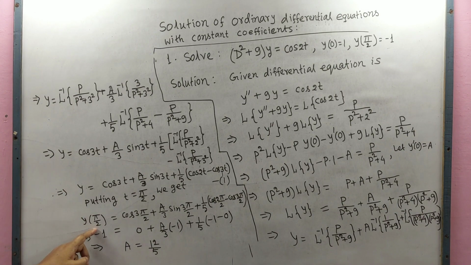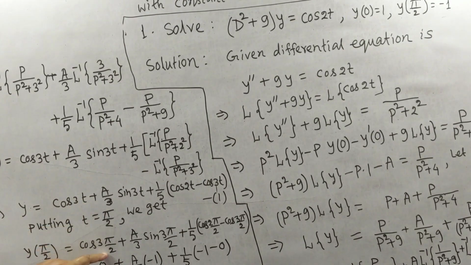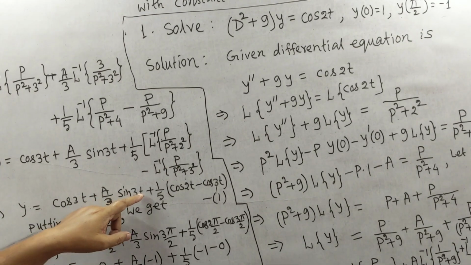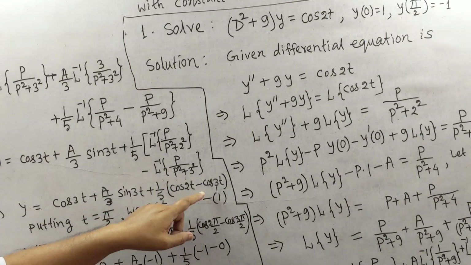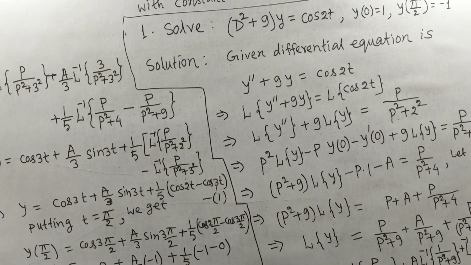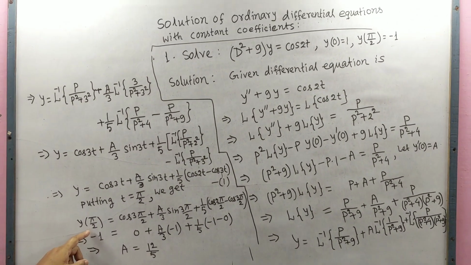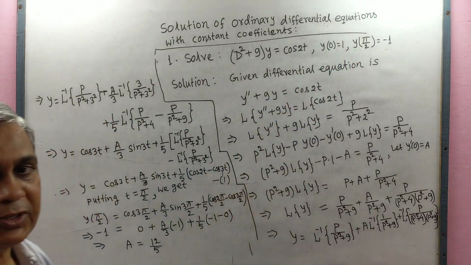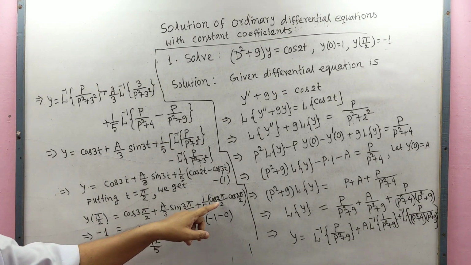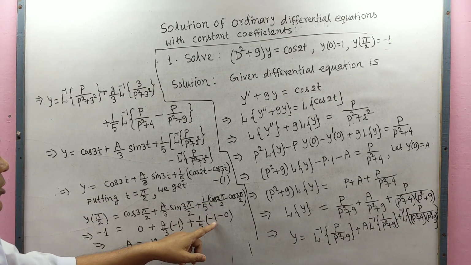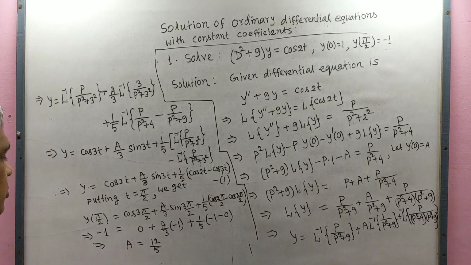So y(pi by 2) is cos 3 pi by 2 plus a by 3 sin 3 pi by 2 plus 1 by 5 (cos 2 pi by 2 minus cos 3 pi by 2). Given that y(pi by 2) is minus 1, so we write here minus 1. Cos 3 pi by 2 is 0. Sin 3 pi by 2 is minus 1. Here cos 2 pi by 2 means cos pi equal to minus 1. Cos 3 pi by 2 is 0. Therefore value of a is 12 by 5.